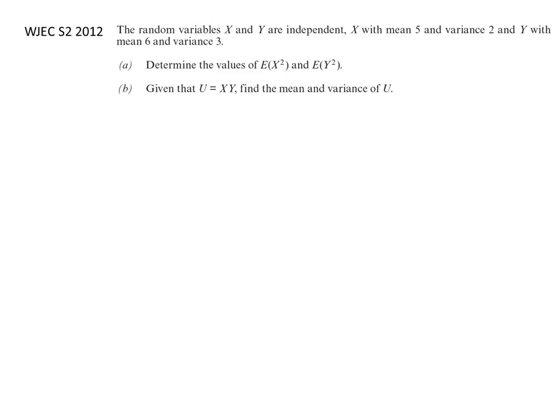For our second example, we have two independent random variables, x and y. X has mean 5 and variance 2, y has mean 6 and variance 3. And for the first part of the question, we have to determine the values of the expected value of x squared and the expected value of y squared.